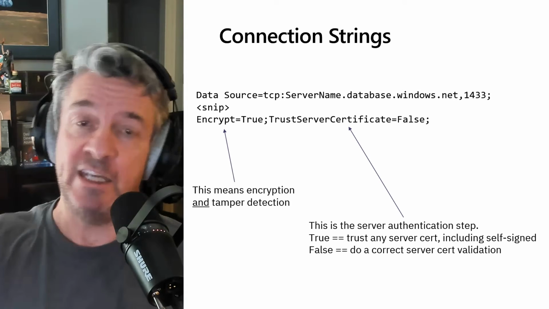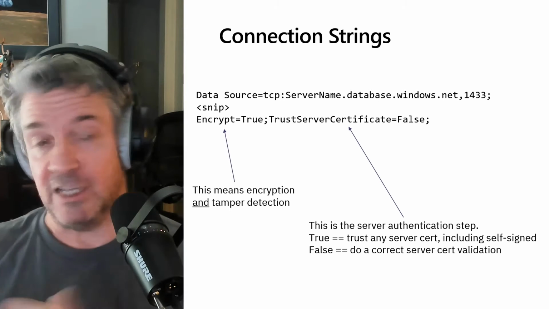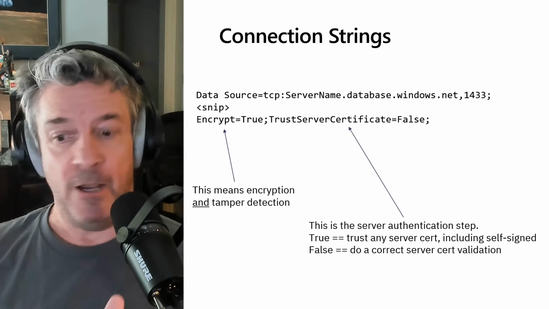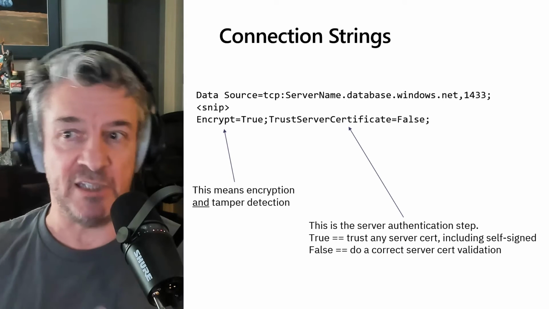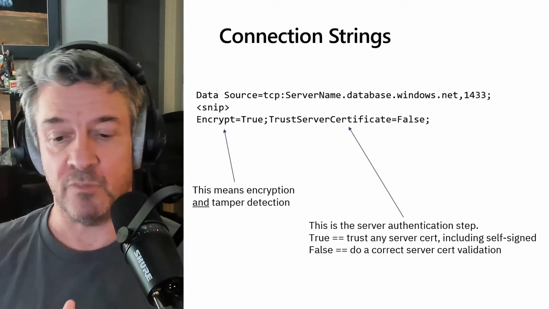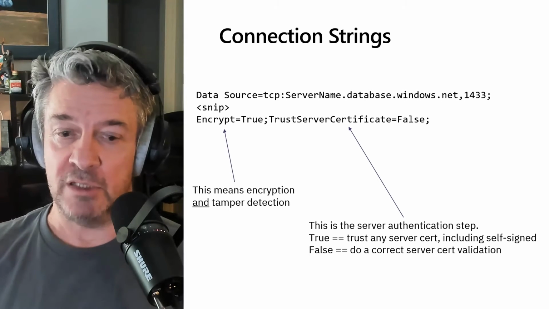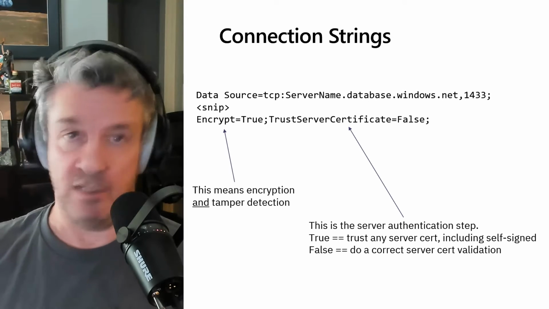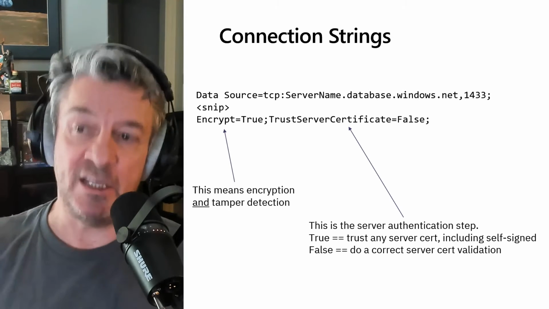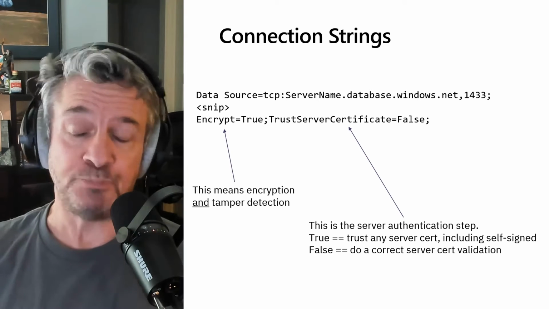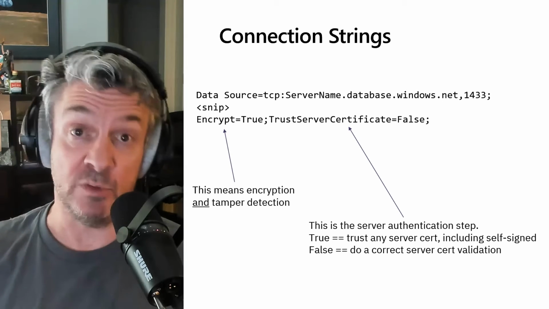So chaining up to a trusted root, things like date range checks, key validation, like is it a server authentication certificate? Things like, has it been revoked? There's all these other things that you need to worry about, right? So the recommended settings are encrypt equals true and trust server certificate equals false.